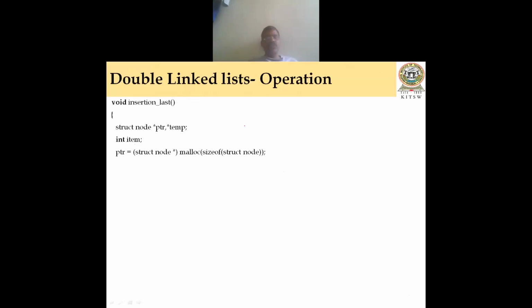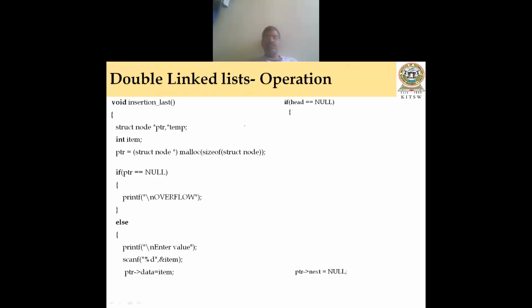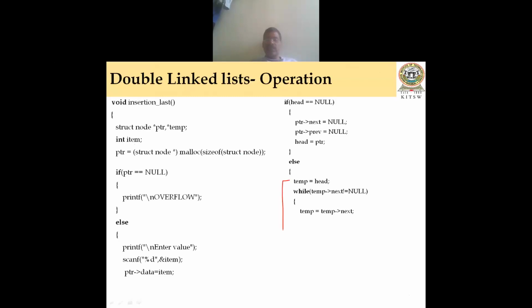So when we want to insert a node in the double linked list at the end of the list, this is how we are going to insert that. In a similar manner, in the else part we have to traverse to the last. So temp equal to head, while temp->next not equal to null, temp equal to temp->next. This is the traversal.